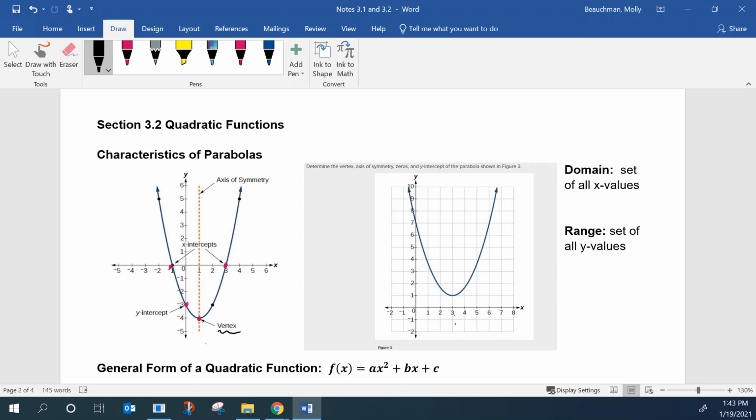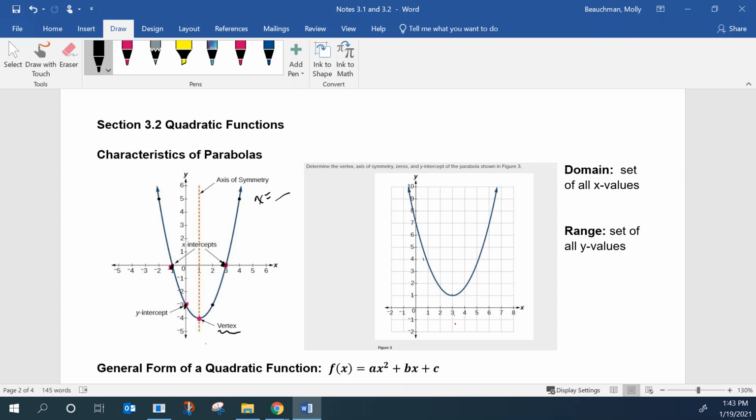It has a y-intercept, where it crosses the y-axis. It may or may not have x-intercepts. This particular graph has two x-intercepts. The graph next to it doesn't have any. Those are the places where it crosses the x-axis. And then an axis of symmetry. The axis of symmetry is the vertical line, x equals whatever value it goes through the vertex, so it equals the x-coordinate of your vertex.